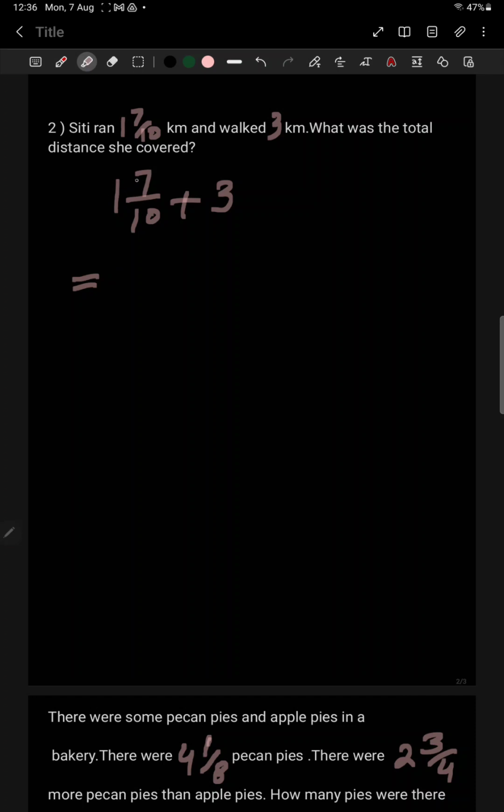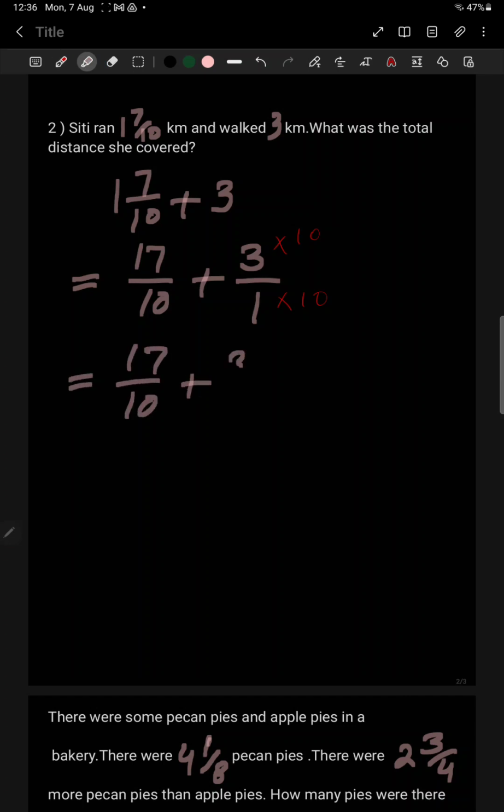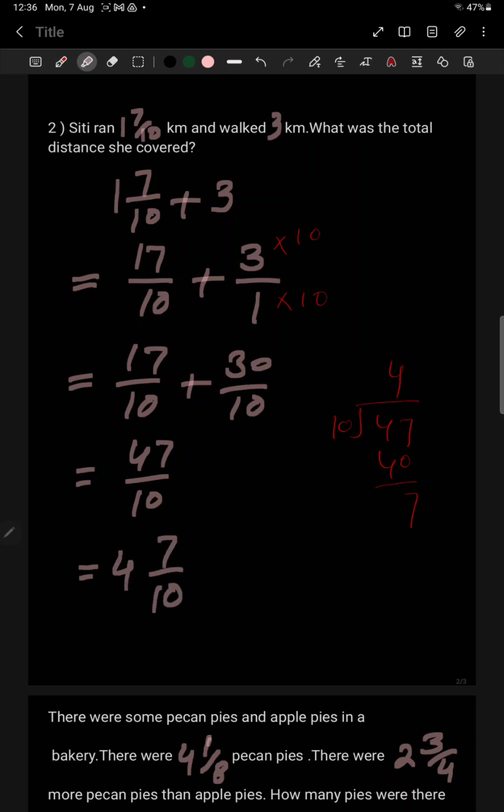To add them, 10 1s are 10 plus 7, 17/10 plus 3 over 1. Now to make the denominator same, we will multiply the second fraction by 10, and it will now be 17/10 plus 30/10. Now the answer is 47/10. And when we change it into a mixed number, it will be 47 divided by 10. 10 4s are 40, so the answer in the mixed number is 4 whole 7/10 kilometer.